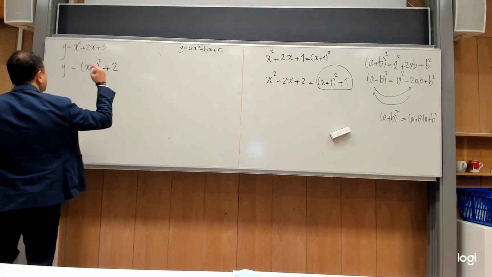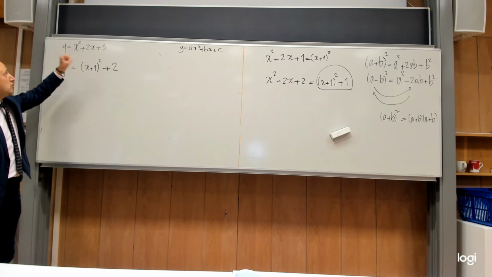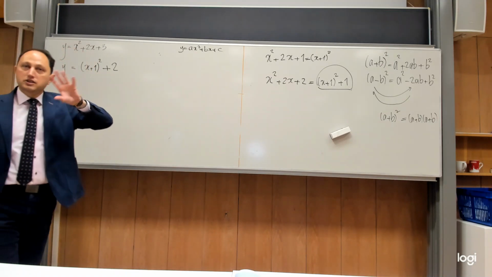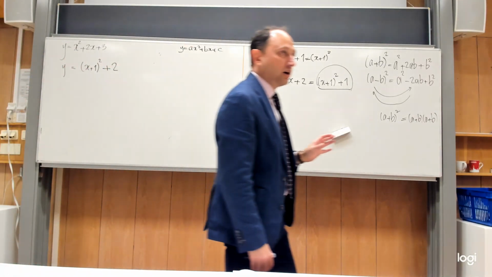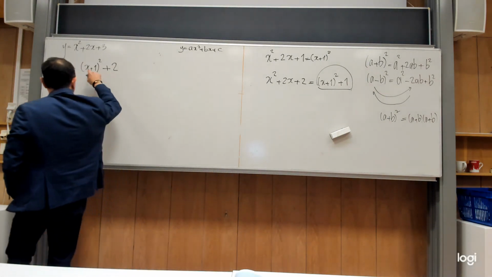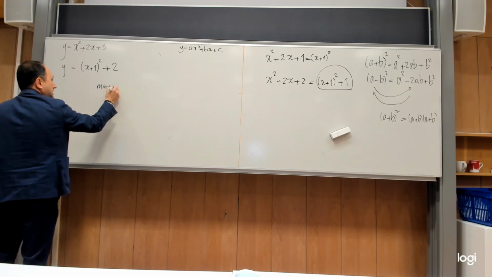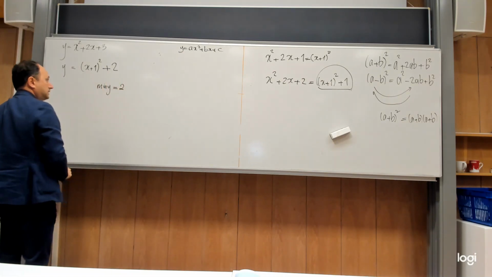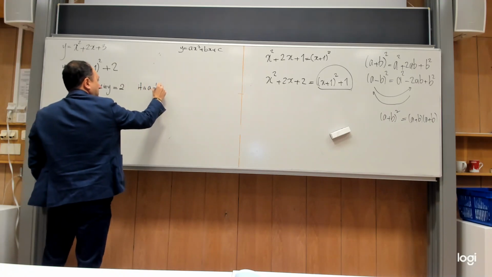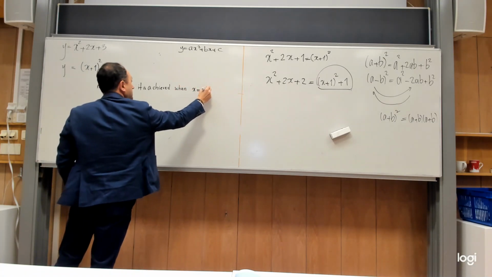So the question is, is it always possible to extract a complete square from a parabola? The answer is yes, and if you want to do it, you can do it algebraically. We will do it. But let me tell you something. Here, I would say the minimum of y is equal to 2. It is achieved when x is equal to -1.